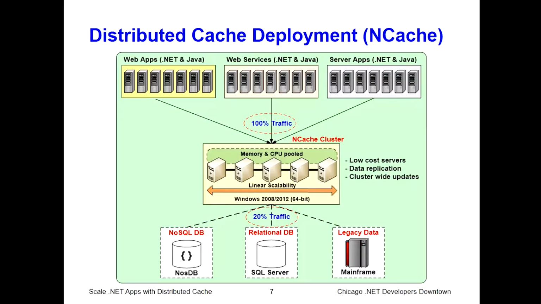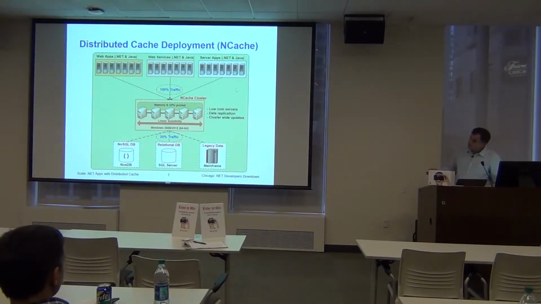And that is where a distributed cache really comes in as a very useful technology. It allows you to continue to work with your relational databases. You can still have a NoSQL database, but some or a lot of your data will continue to reside in a relational database or legacy data. And you just put a caching tier in between the application tier and the data tier.